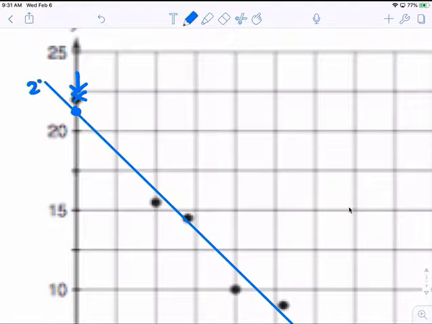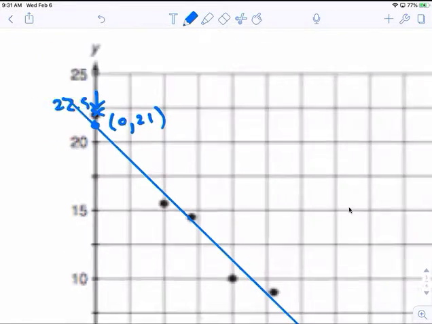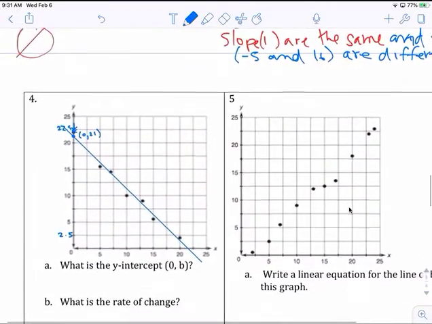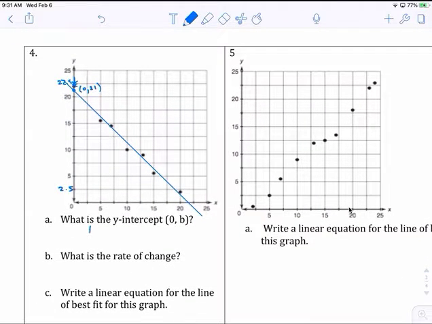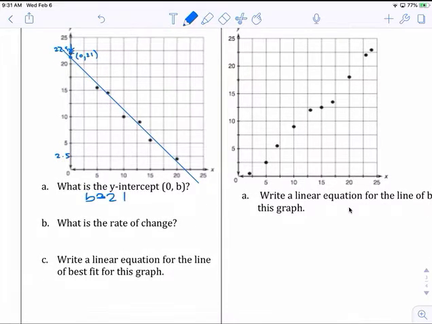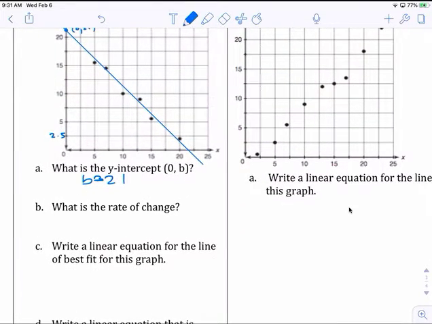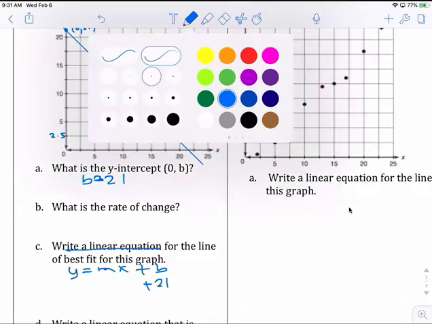So this is 22.5. So you can say that's 0 and 21. You estimate. You're estimating the line of best fit, okay? So y-intercept is 21. Okay, let's find the rate of change. Because we have the y-intercept, write a linear equation for the line of best fit for this graph. Y equals mx plus b, because there's a b of 21. Okay, let's find the rate of change.